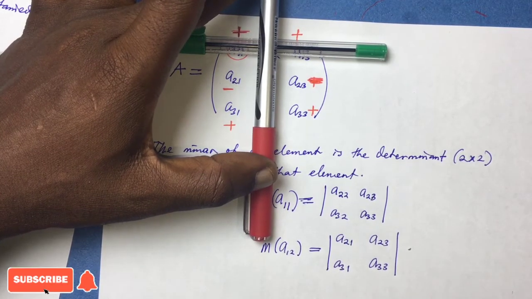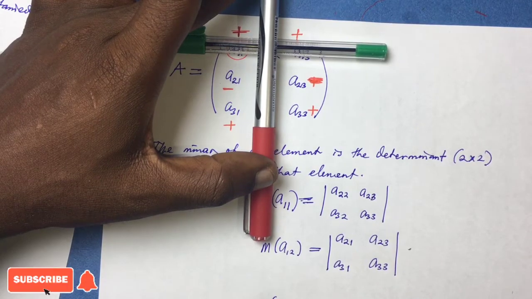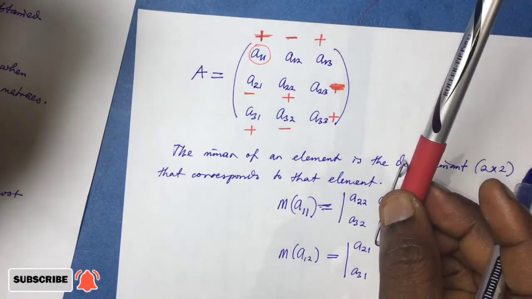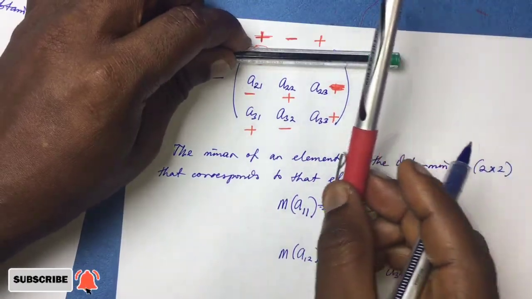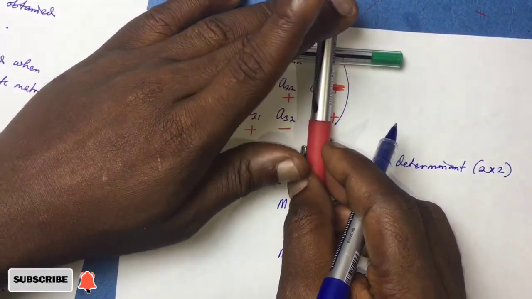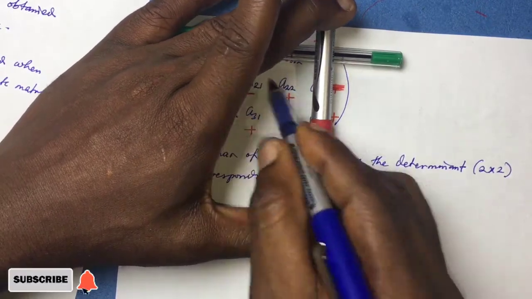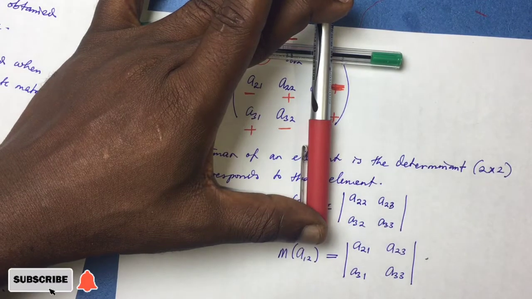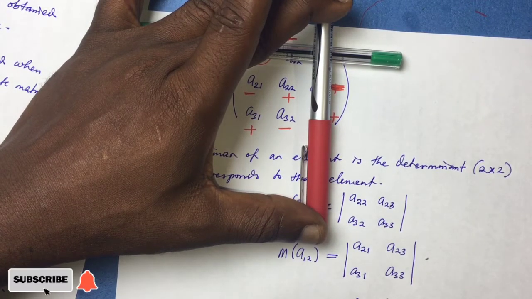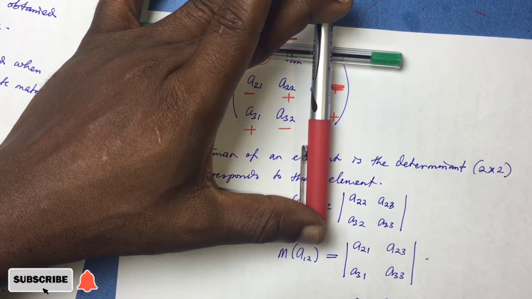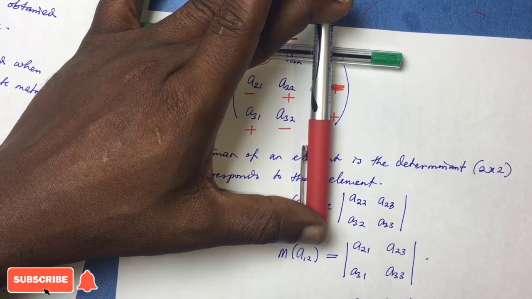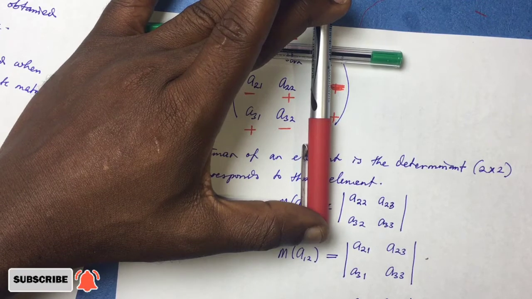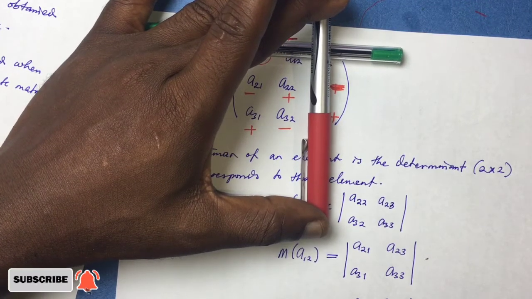Okay? The minor of A13 similarly will be to cross out A13. Okay? See what I'm doing? So place this over A13 and place this. Crossing out A13 will leave us with this. Okay? So you see what is left. You will notice that what is left is A21, A22, A31, A32. So the minor of an element is the determinant of the elements remaining in the 2 by 2 matrix when you cross out that element.